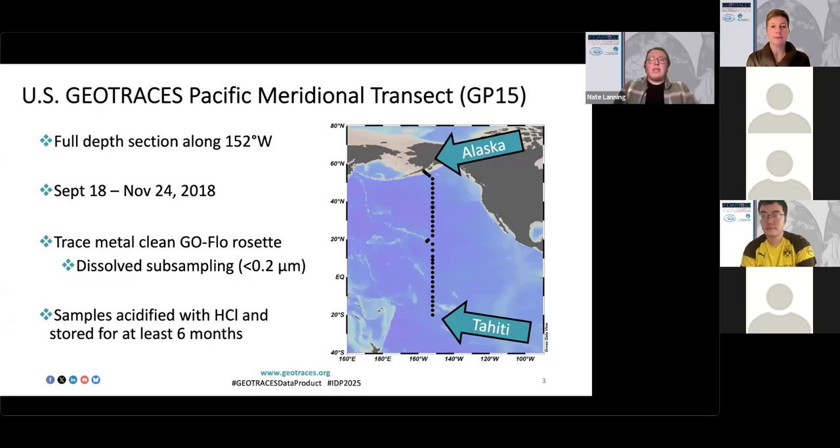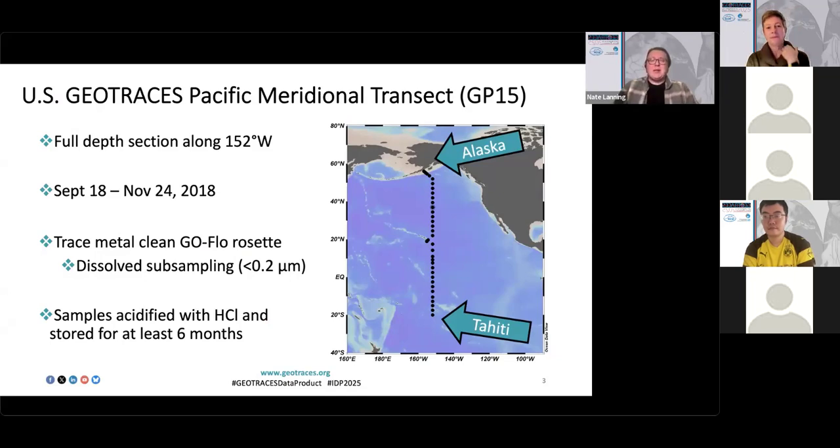And all the data I'm going to talk about today was collected using trace metal clean GO-FLO rosettes, where we had dissolved subsampling at 0.2 microns. So all the lead data I talk about today is going to be in the dissolved lead phase. And all of our samples were acidified with hydrochloric acid and stored for at least 6 months prior to analysis.